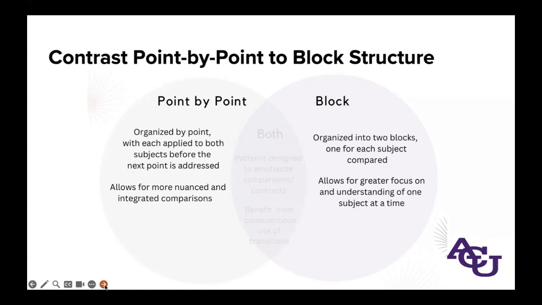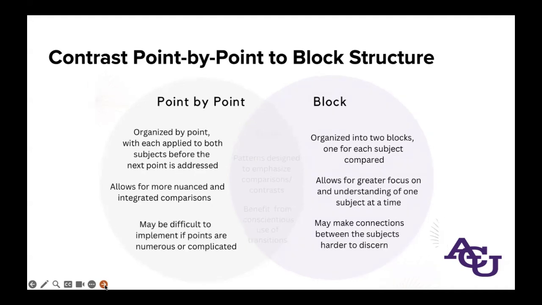On the other hand, block structure allows for greater focus on and understanding of one subject at a time. So maybe if I need to go into a little bit more detail about elephants and a little bit more detail about bees, I'm going to be able to do that in block structure without having to worry about bouncing whatever I'm saying about elephants off of whatever I'm saying about bees at the same time.